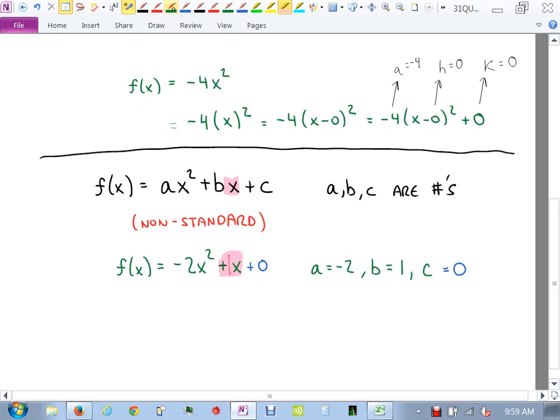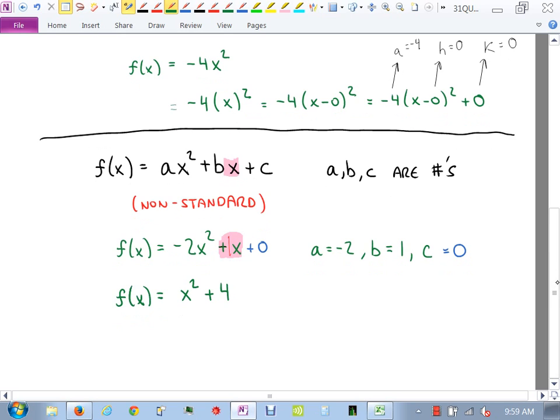Let's do another one. This one's tricky. Is this in standard form? Do you have a number in front of x squared? What is it? 1? Good. Do you have a number in front of x? There is no x. It would be 0. Good. And then do you have a number by itself? 4. Do y'all see that?